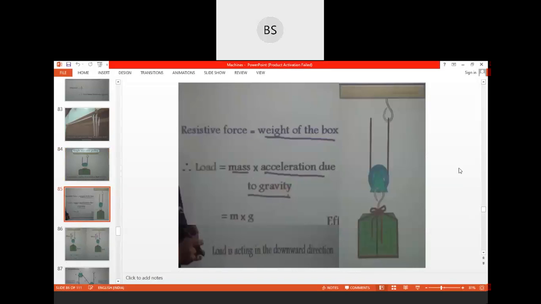The same thing we have studied in the single fixed pulley is the same for the movable pulley as well. After seeing this picture, this is a movable pulley and this load is nothing but the resistive force, because the load will be overcoming the resistive force. So resistive force is equal to the weight of the box, correct? The weight of the box means the mass of the box times the acceleration due to gravity. Mass is denoted by m, and acceleration due to gravity is denoted by g. So load is nothing but mg, acting in the downward direction due to gravity. This we have already studied in the single fixed pulley, and the same is here for the single movable pulley as well.